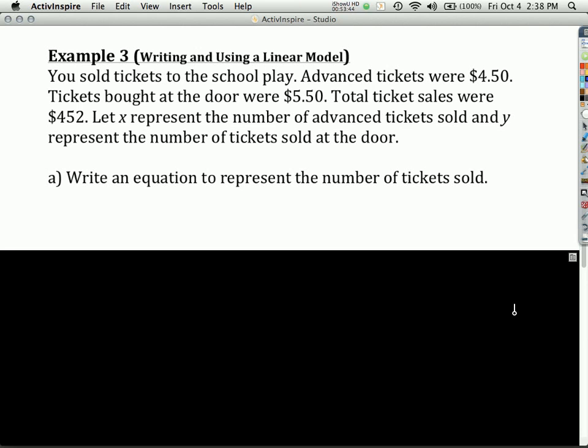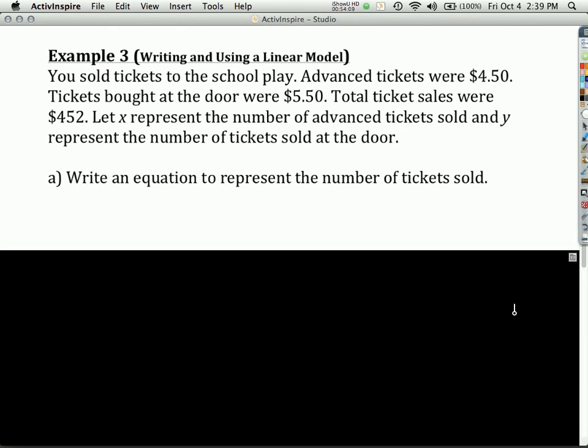This is a very realistic scenario. This is something that goes on all over the country: high school plays, professional plays, anything. They charge different prices depending on when you buy the tickets. It's very common, especially at the high school level. They want to incentivize buying your tickets early. They want to get as many people to buy tickets in advance, so they give you a little discount.